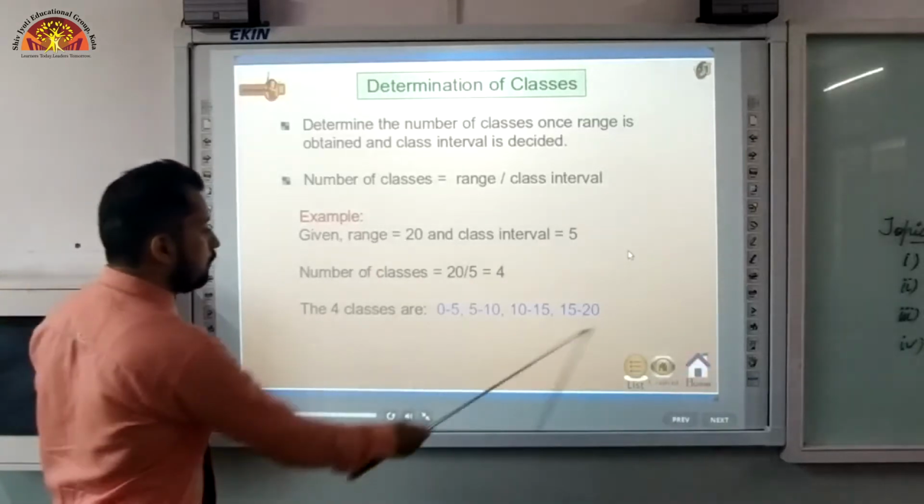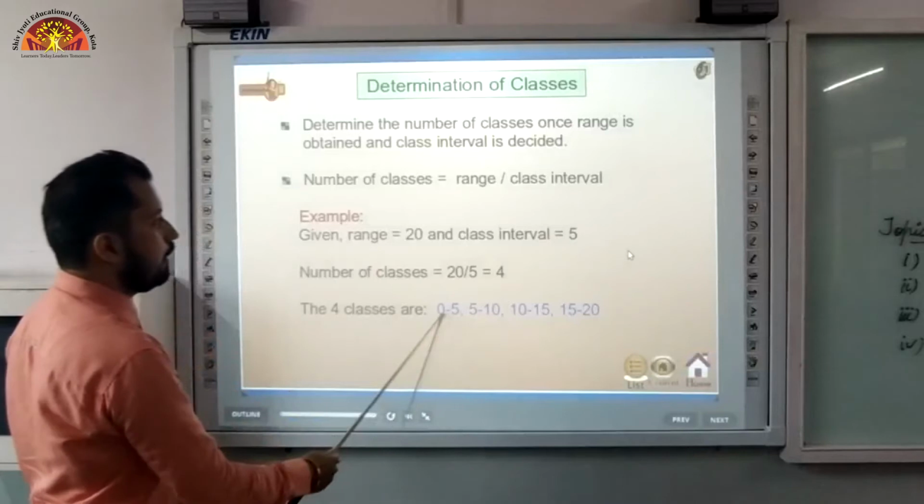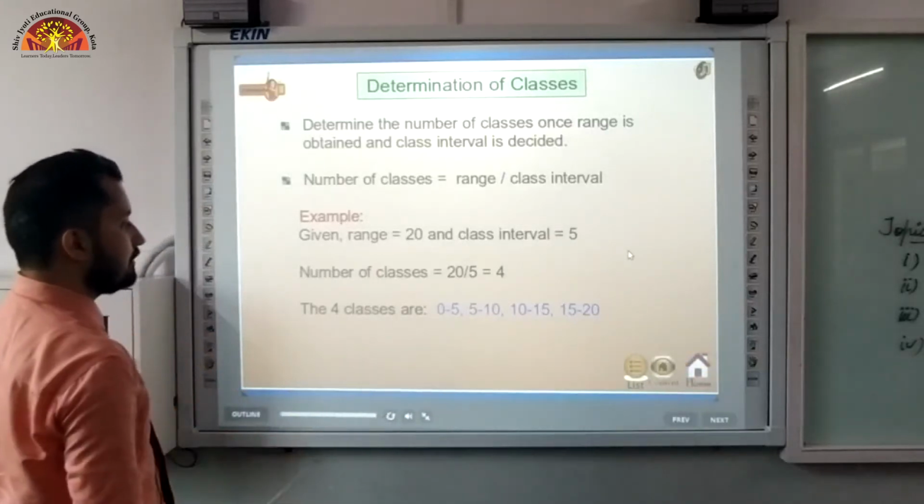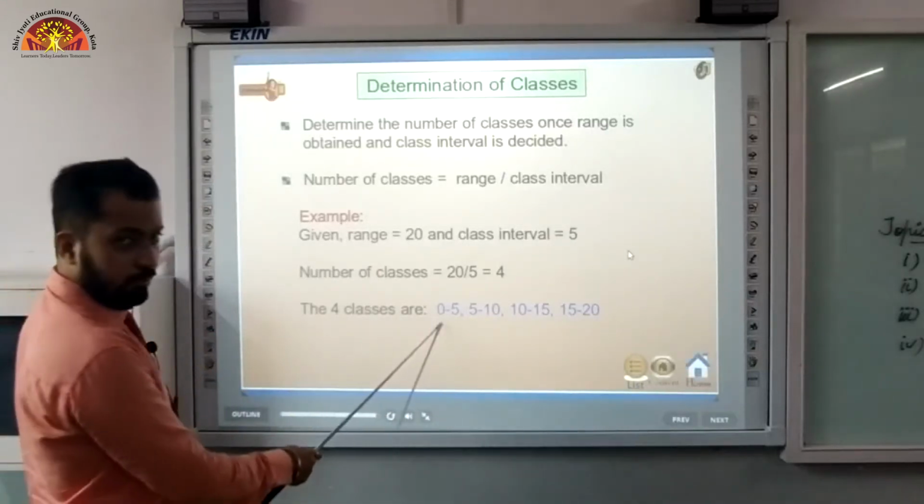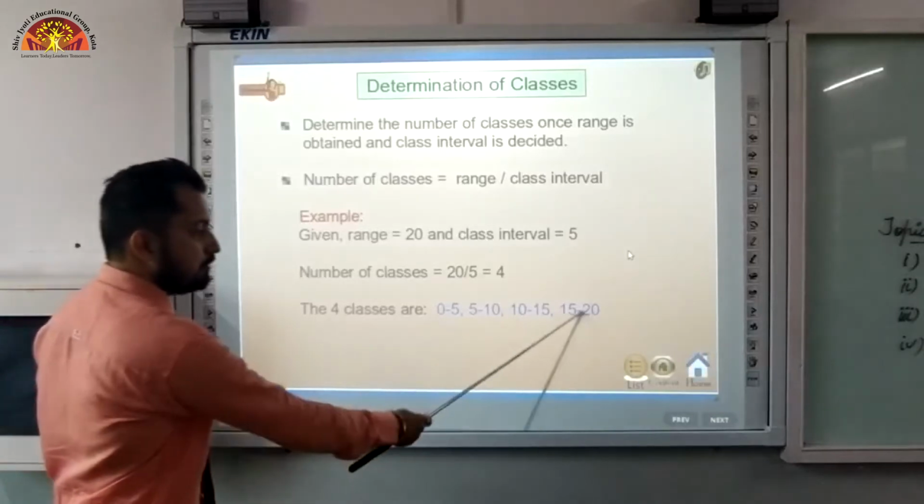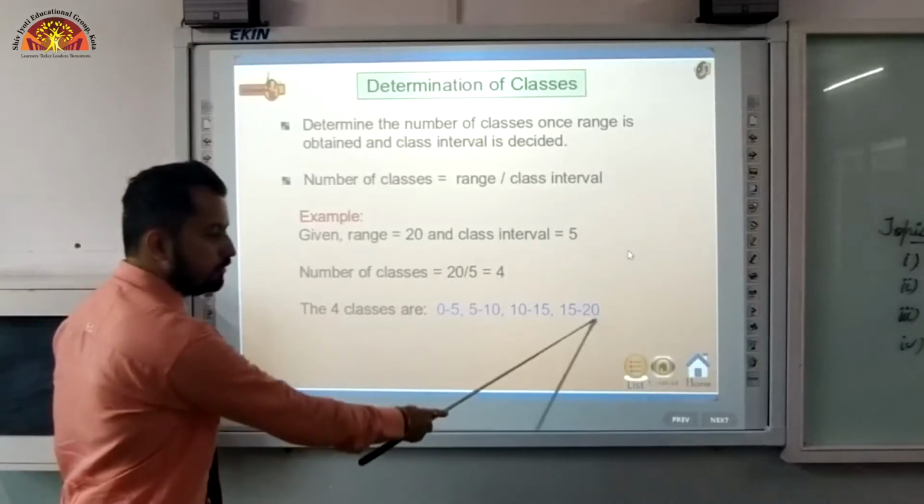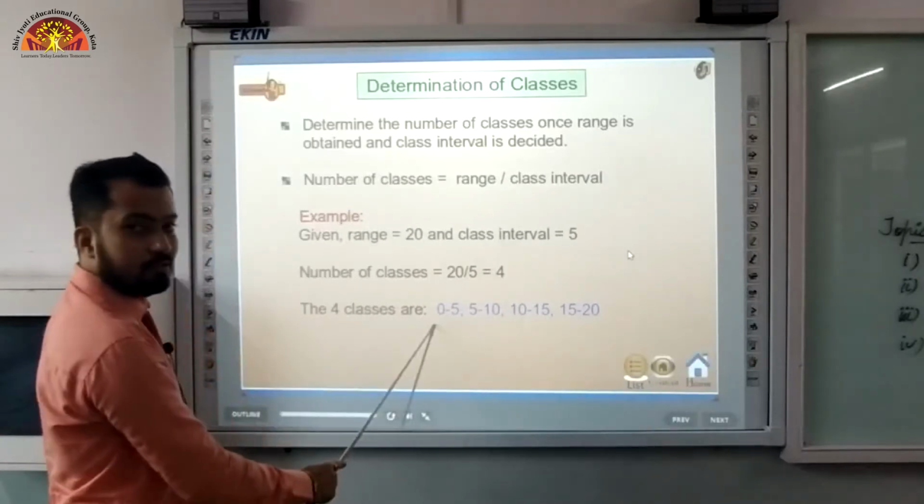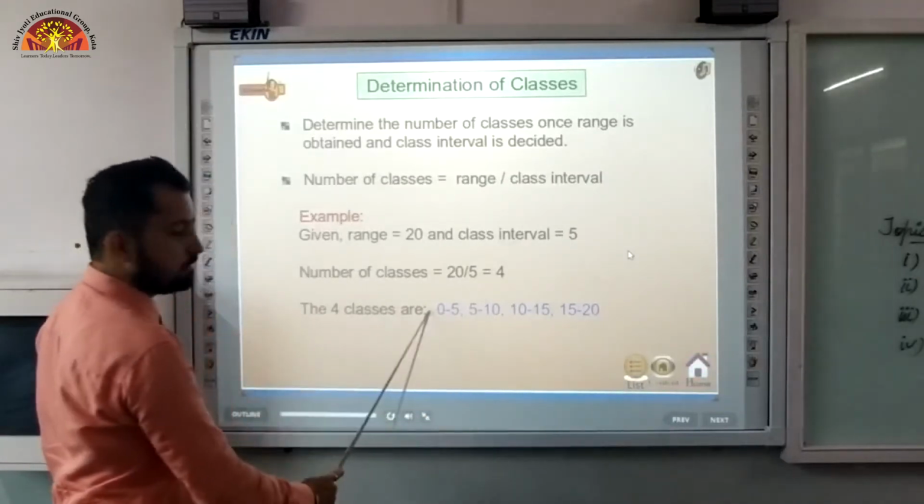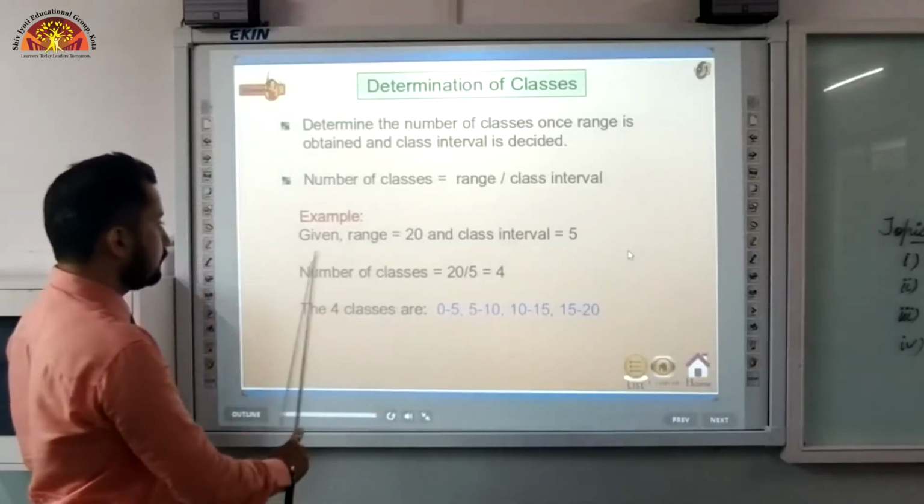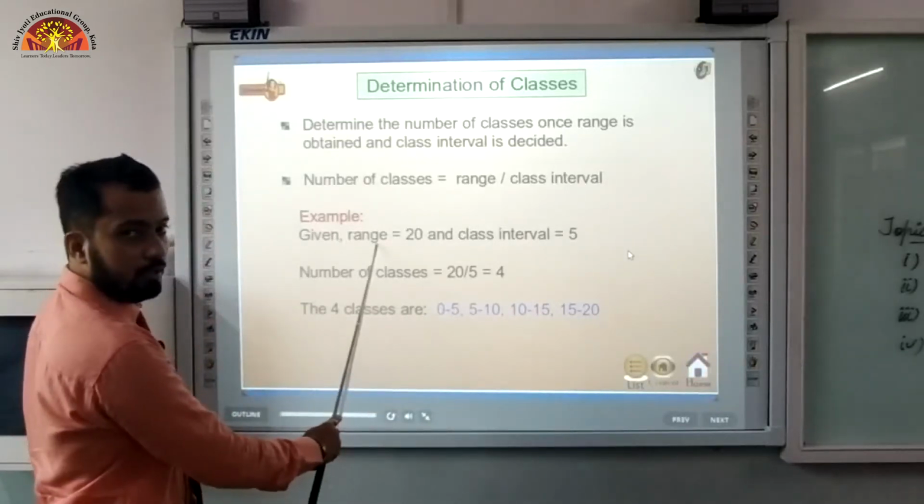Now if I talk about the range here, in the data provided, how will you calculate the range? The first class is 0 to 5 and the last is 15 to 20. What is the maximum value? 20, and the lowest one is 0. So 20 minus 0 equals 20 again. So this is the range of the data, right?